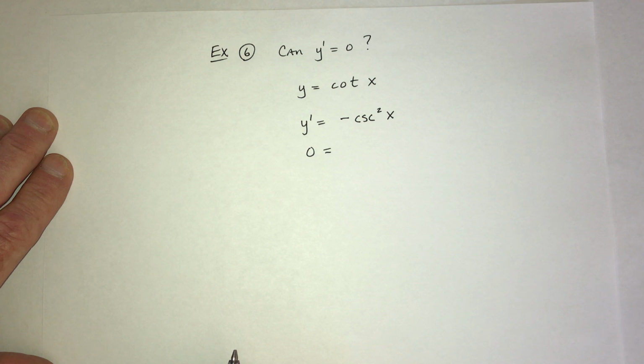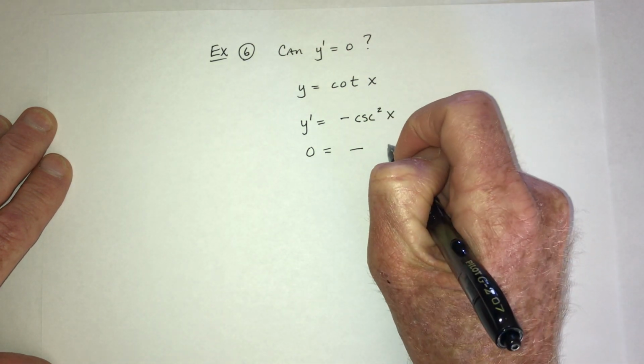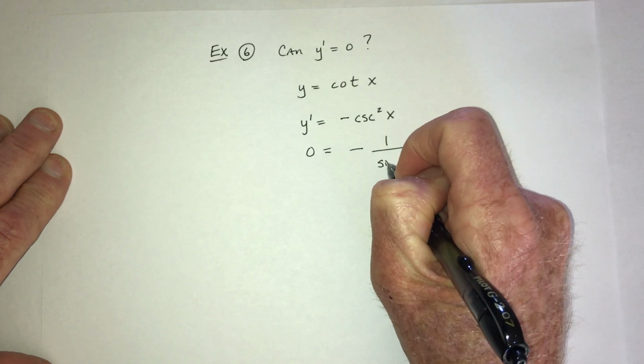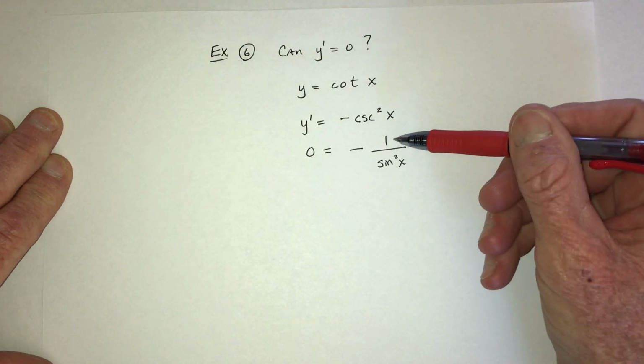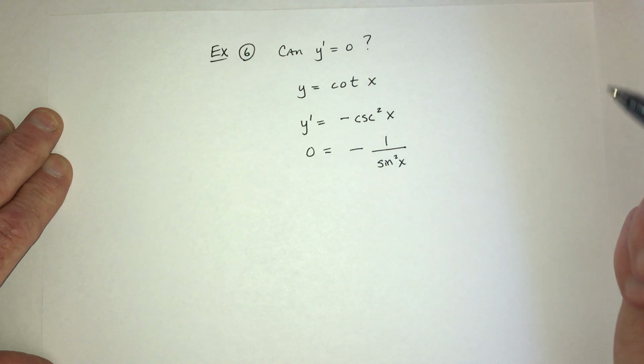Negative cosecant squared. Then can that equal 0? Well, there's a negative, and then cosecant is 1 over sine. So that means this equals negative 1 over sine squared. And I can tell right there that there's no solution, because the only way that a fraction can equal 0 is if the top equals 0.